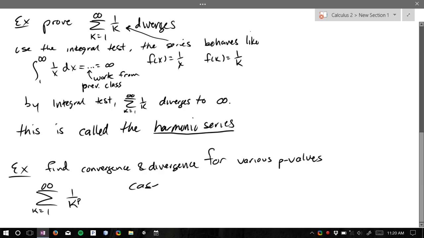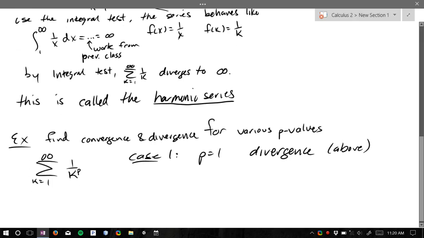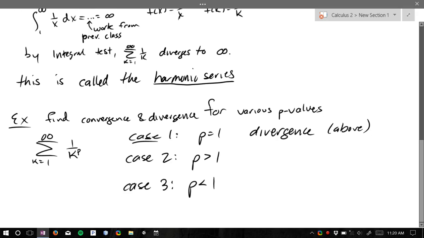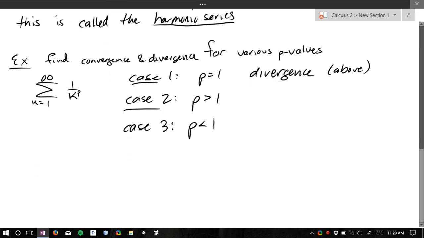So we have three cases. Case one, the one we already did: p equals one, we got divergence from above. So we just did that work up there. Case two, we'll go p greater than one. Case three, p less than one. So we did p equals one, there's two cases left. So we're going integral test, of course.